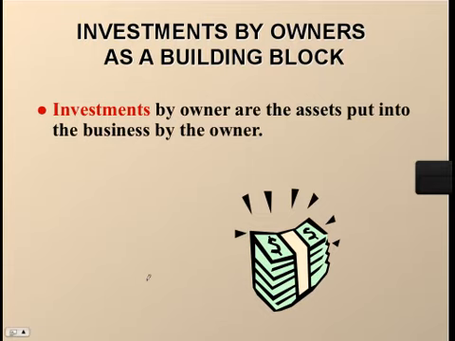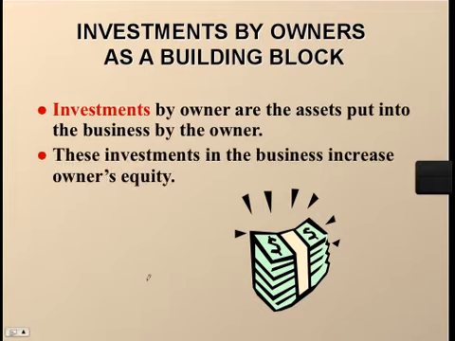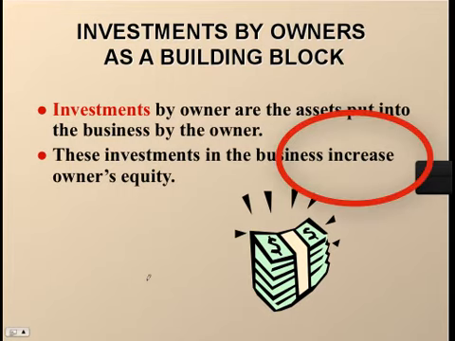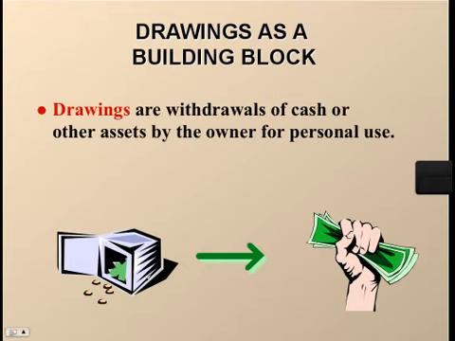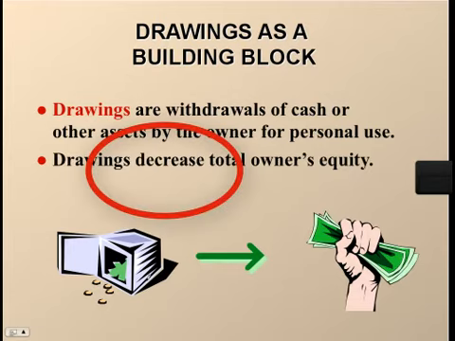Investments by the owner are assets put into the business by the owner. Usually it's money, and we call that capital. These investments in the business increase owner's equity. Drawings, on the other hand, are when the owner takes assets out of the company for their personal use. Usually it's cash, but sometimes they take out other assets, vehicles or computers. Drawings decrease owner's equity.